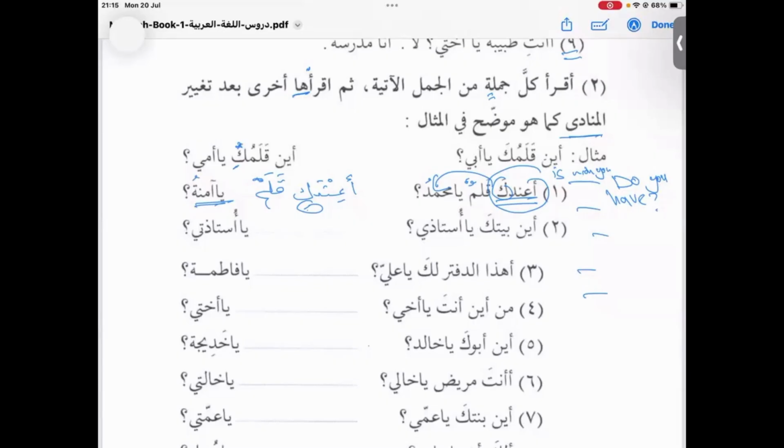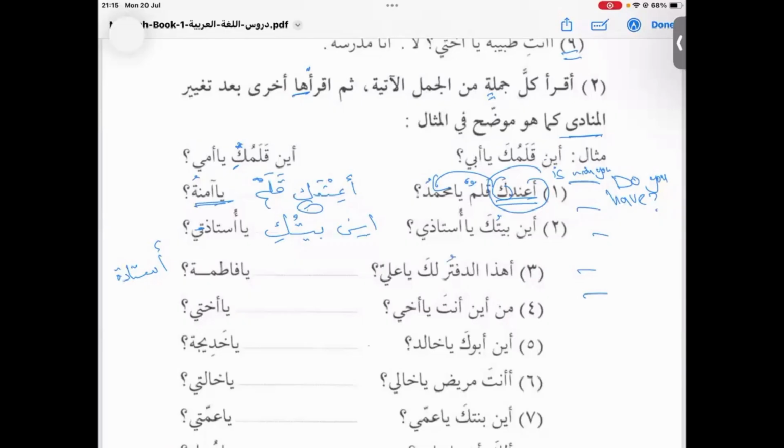Over here, أين بيتك يا أستاذي. Where is your house, oh my teacher? Then you have to say أين بيتك. Why? Because you're speaking to a female. Ya Ustadati. Ustada is a female teacher. Ustada, with a ta. You see the ta? Ustadati. Aina baytuki. Ya Ustadati. Where is your house? Oh my teacher. It sounds awkward when you say, oh my female teacher, but just for your understanding.